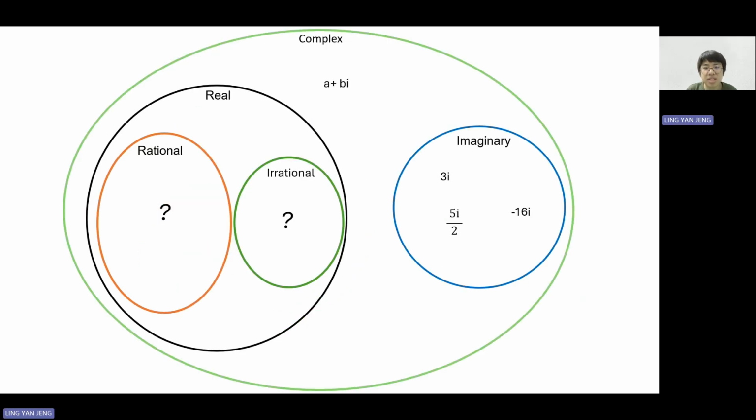As we all know, outside real numbers, we have imaginary numbers, whose numbers have i in them. A number that has a real part and an imaginary part is a complex number, which is defined as a plus bi, where a and b are real numbers. a is the real part and bi is the imaginary part.